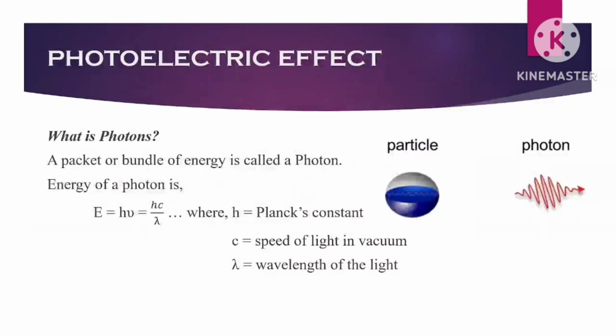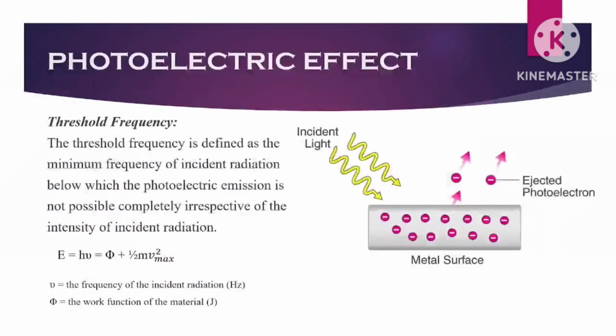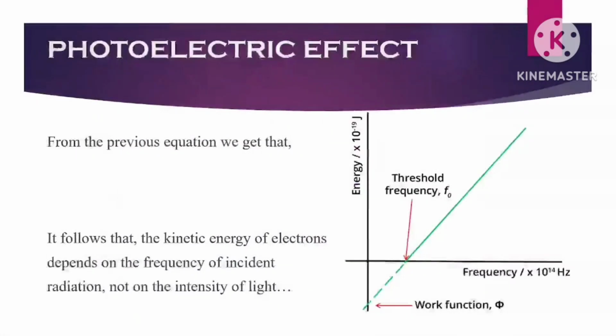And lastly, the photoelectric effect. What is the photoelectric effect? It is the emission of electrons when electromagnetic radiation such as light hits a material. The present theory at the time said that the kinetic energy of electrons should only depend upon the intensity of the light, but it actually depends upon the frequency.